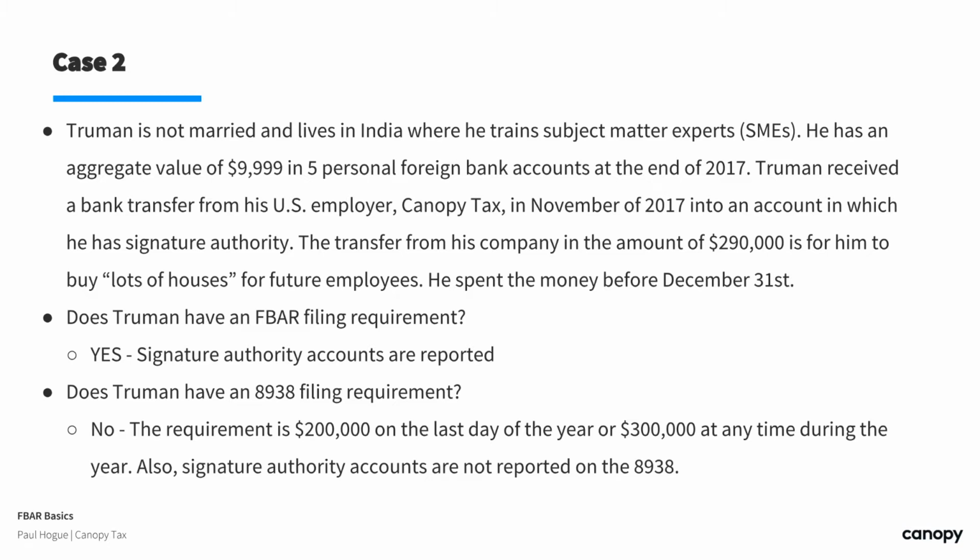Okay. So yes on the FBAR and no on the 8938. So there's kind of a pattern here. The first case we had a no because there was a non-resident alien. Yes on the second case because of the signature authority account. And then yes on the 8938 on the first case and no on this case. So let's get on to case number 3. We're going to go through about 6 of these.